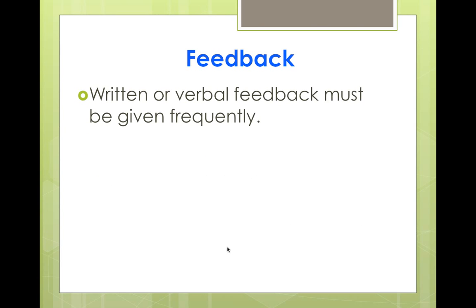Okay, and lastly, let's talk about feedback. Written and verbal feedback must be given frequently. I am a huge supporter of feedback because in this day and time, we are currently in the midst of TKES, and we want to know the feedback that has been provided to us from the administrators. So I think the students deserve the same right to have that feedback from the teacher. Once again, it can be written or verbal, but I think it should definitely be frequent.